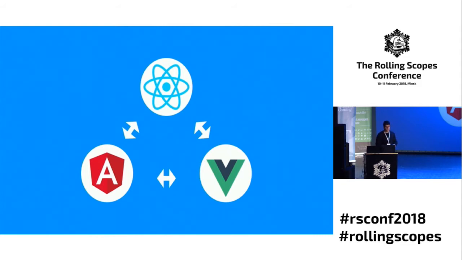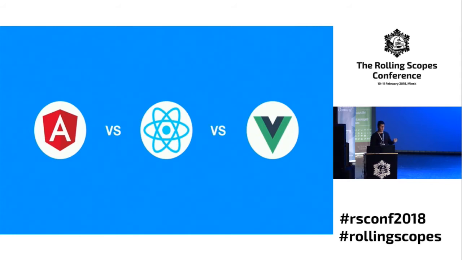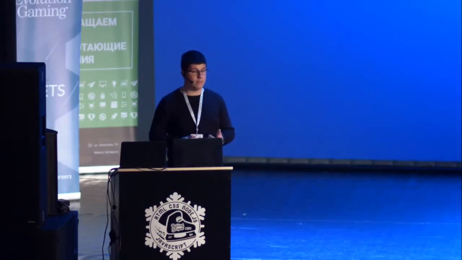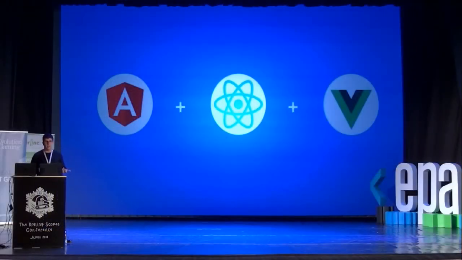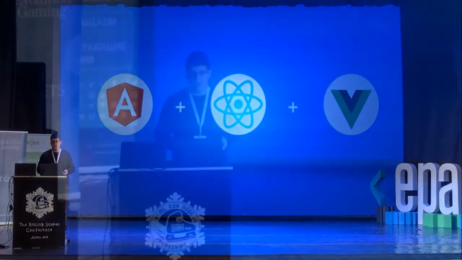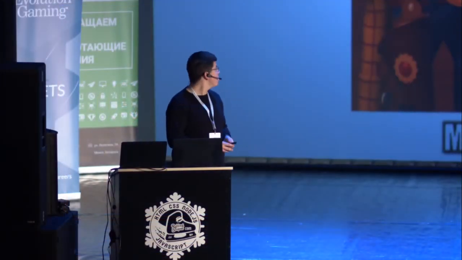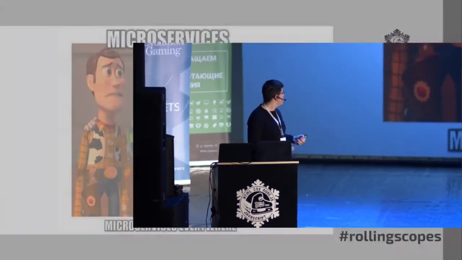So when we have those 3 frameworks here, React, Angular, and Vue, we usually speak like Angular versus React versus Vue. But in micro frontends, we can speak about something like this. We can ask, how can we make our new frameworks work together and get the best of those 3 worlds? And when you start implementing micro frontends, you're coming to this part.